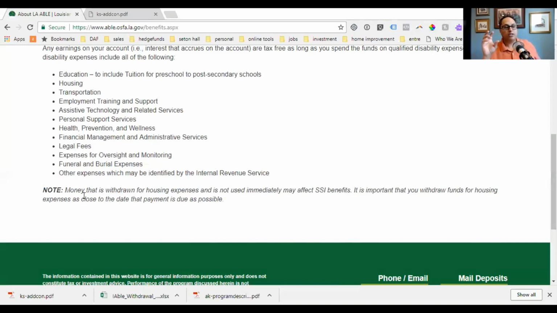So the reason why this FYI is here is because if you have, let's say, $2,000 in your bank account and you just took out $800 because you want to pay rent, and you put that in your account and that time crosses over the amount that you're not allowed to have, assets over $2,000, all of a sudden, your SSI benefits are going to be compromised. So that's something you have to be careful about.